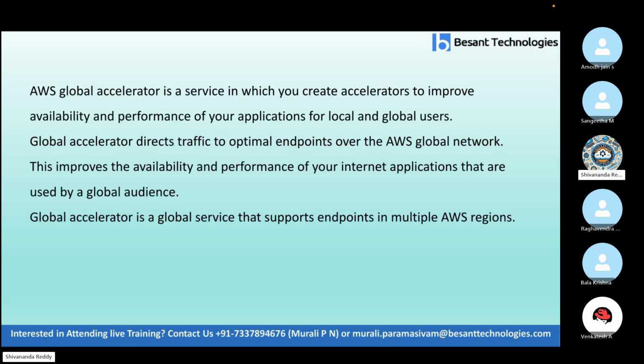So AWS Global Accelerator is a service in which you create accelerators to improve availability and performance of your application for local and global users. Assume that you have a region called Mumbai region, like the Hyderabad region in AWS. You created a website in the Mumbai region, then people in India can easily access it because Mumbai is in India. Then some people sitting in the US want to access your website. Do you think the website will work at the same speed for US people?